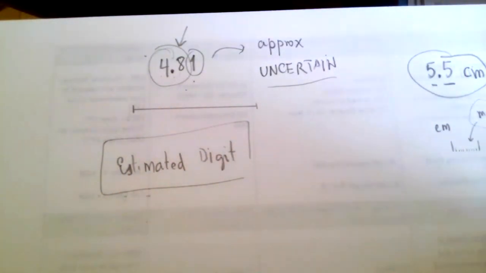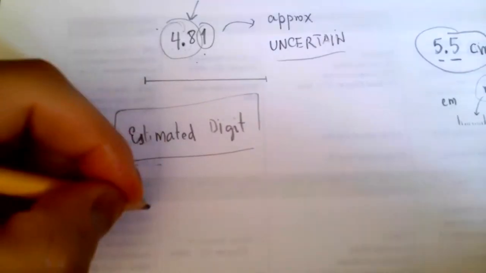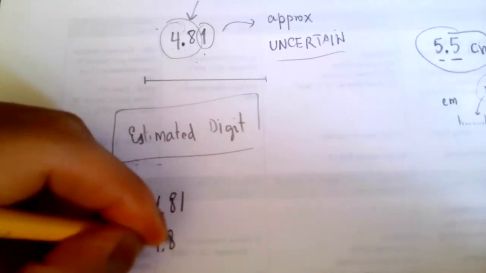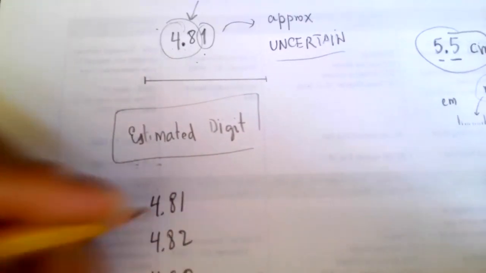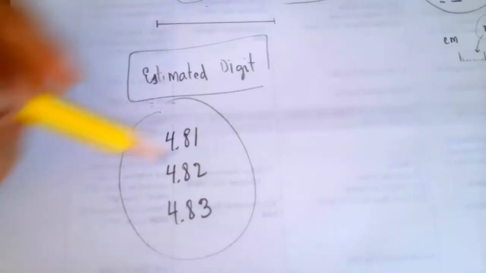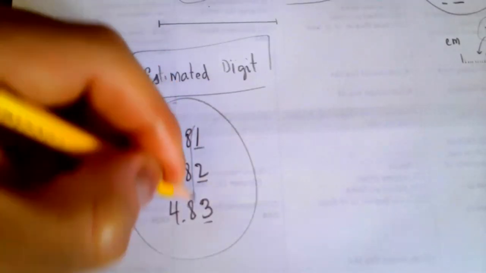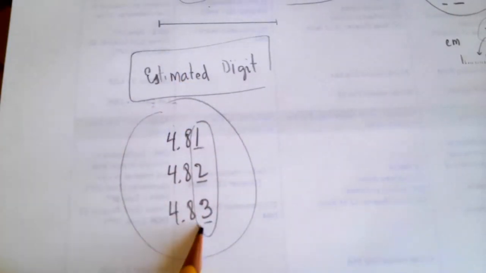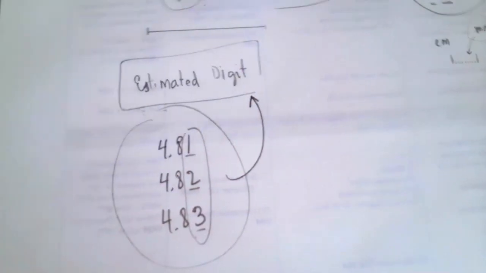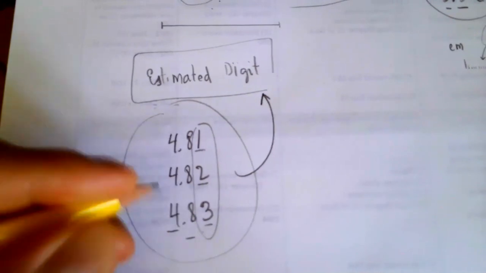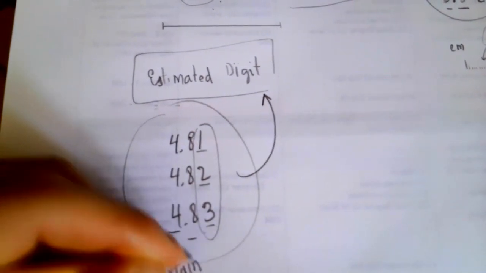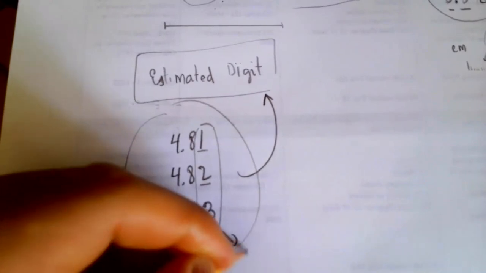What if my eye says 4.81, but another student says it looks like 4.82 and somebody else 4.83? Yes, that number can be different: 4.81, 4.82, 4.83. That's why we say this one is the uncertainty, because for somebody it can be 0.1, for somebody else 0.2, for somebody else 0.3. That last digit is the one that is different, so we call it the estimated digit. But these ones are certain values. This one is the one that is uncertain.